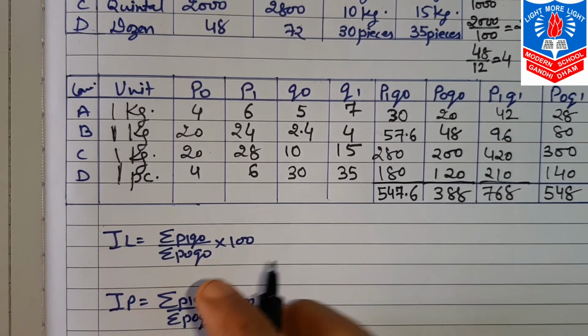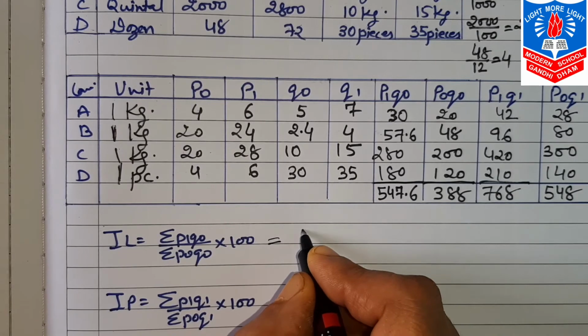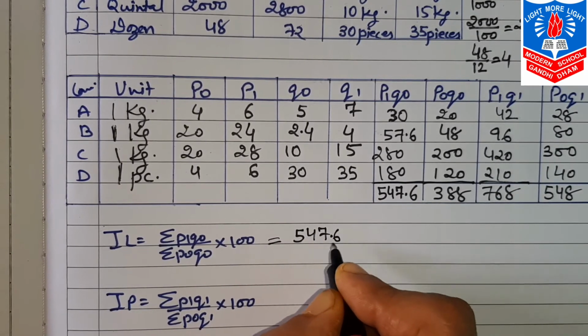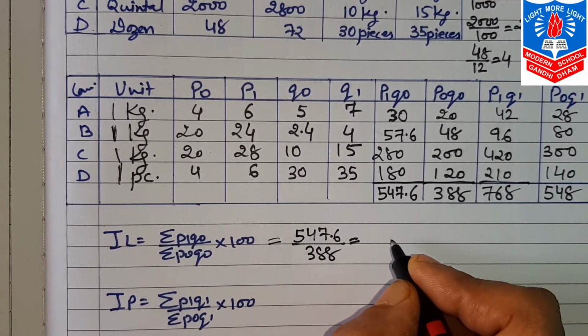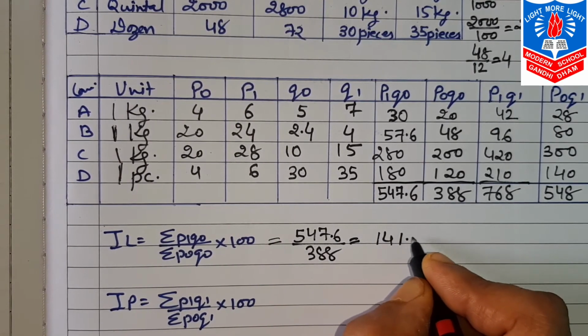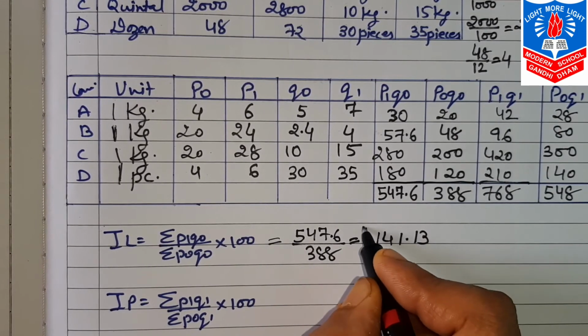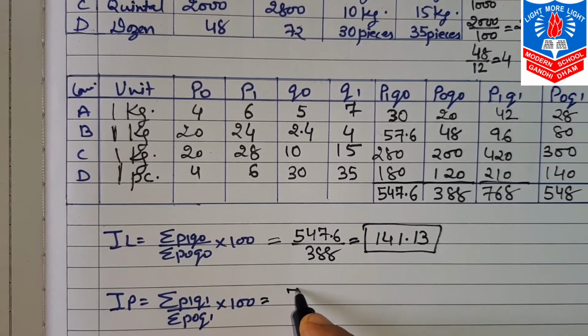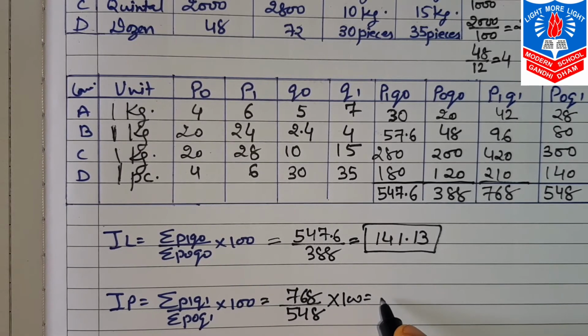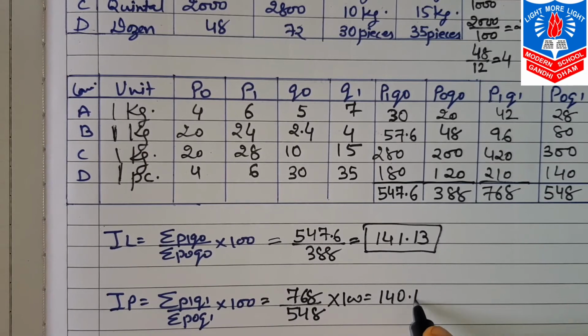Now first, we find IL. Now this will be 547.6 divided by 388, into 100, we get 141.13. This is your IL. Next, that is 768 divided by 548 into 100, that comes 140.15. So this is your IP.